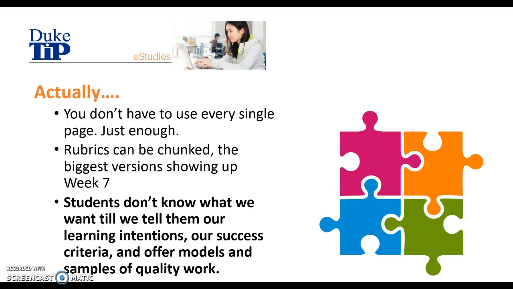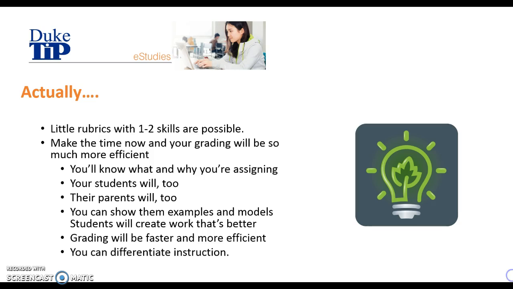But actually, you don't have to use every single page, just enough. Rubrics can be chunked, and the biggest versions can show up in your final weeks of the course. And also, you probably already know this, but students don't know what we want till we tell them our learning intentions or goals. We tell them our success criteria, and we offer models and samples of quality work. That's why figuring out your skill objectives, which will become your success criteria, is so crucial now. So, little rubrics with very few skills on them are possible right now.